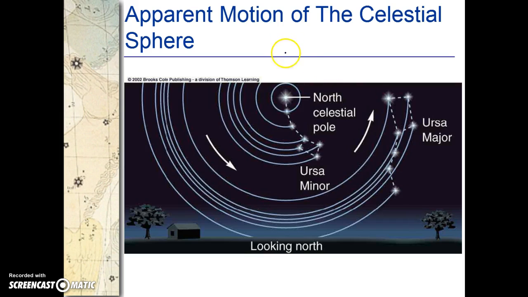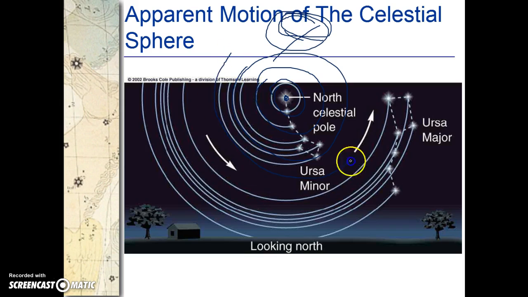All right, apparent motion of the celestial sphere. Because the Earth's axis is tilted, it's slanted. Instead of being straight up and down, it's slanted. When this goes around and around, all you see is this object going around and around and around. And so looking straight up at the north celestial pole, all of the stars, the constellations, would appear to be going around in a counterclockwise motion. Counterclockwise, if you're looking north.